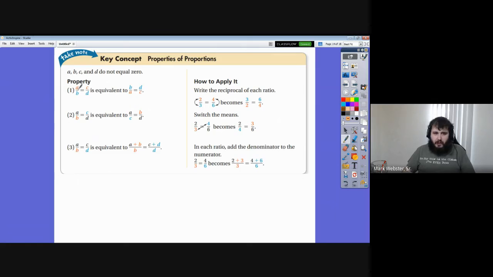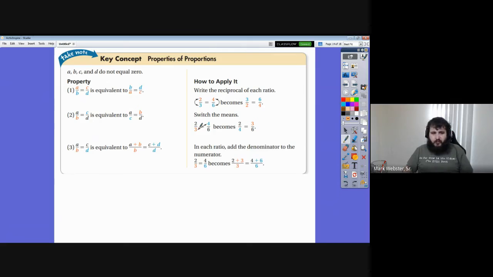So here's the idea. If you know your proportion as written, as long as you flip both sides, you can take the reciprocal of the left, the reciprocal of the right. So they give you the example right here. 2 over 3 equals 4 over 6. Flip it. 3 over 2 equals 6 over 4. Same thing. You can switch the means, the way that they did it here.